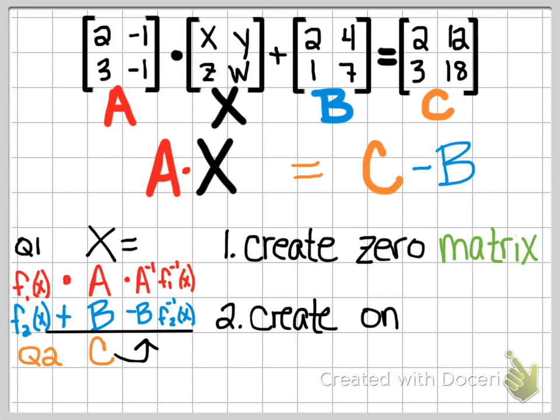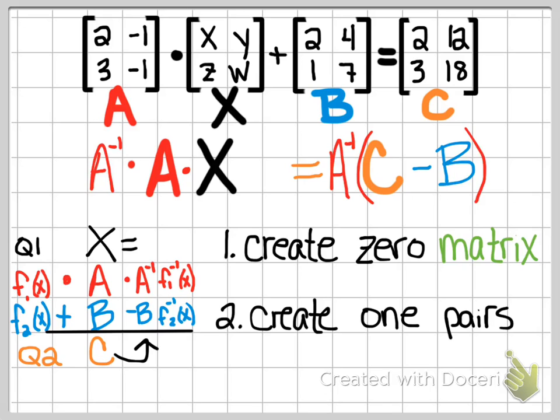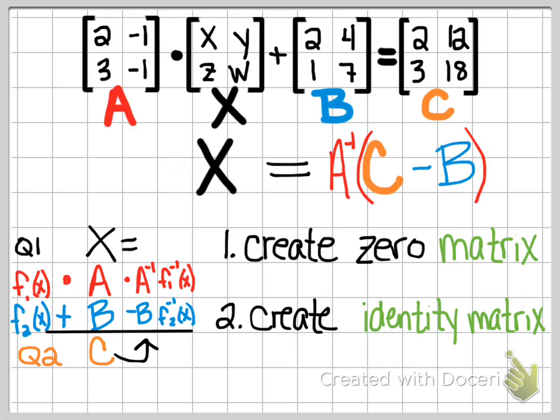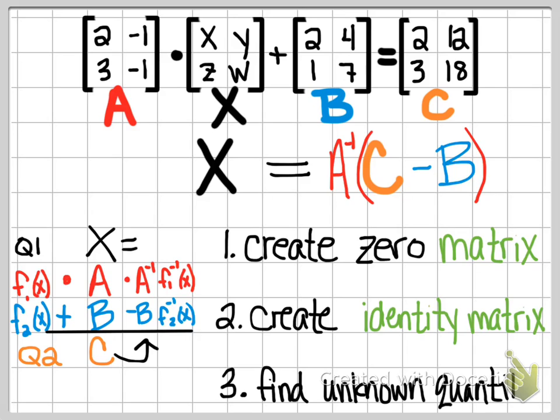So our next step is going to be create a 1 pair. How do I get rid of an A? Well, I multiply it by its reciprocal, or its inverse. So I'm going to take my entire quantity and multiply it by the inverse of A. But instead of A being a single value, it's a set of values. We're going to create the identity matrix. So we're going to be able to solve and find our unknown quantity, which happens to be a matrix.